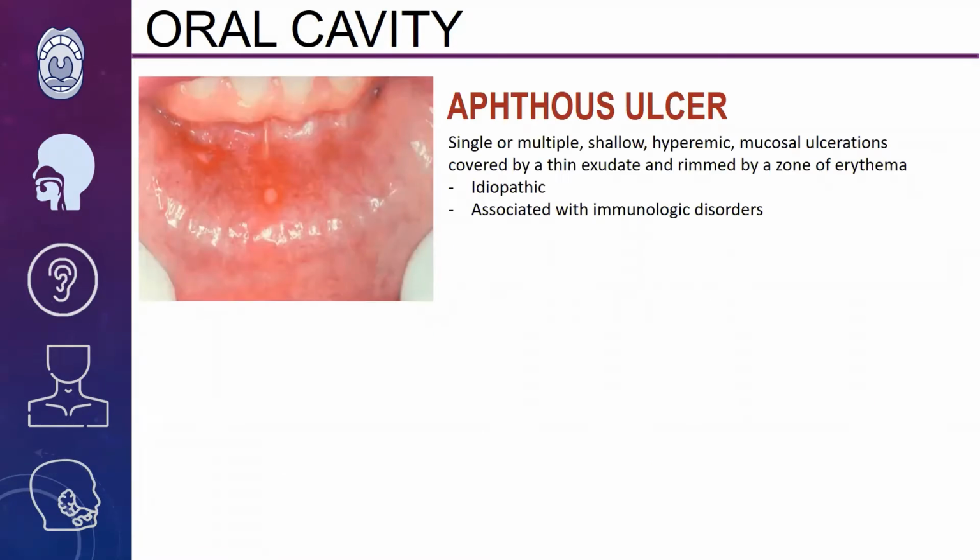Next, we have aphthous ulcers, which are common, often recurrent, and painful. The causes are not known, but these ulcers affect up to 40% of the population and are most frequent in the first 2 decades of life.